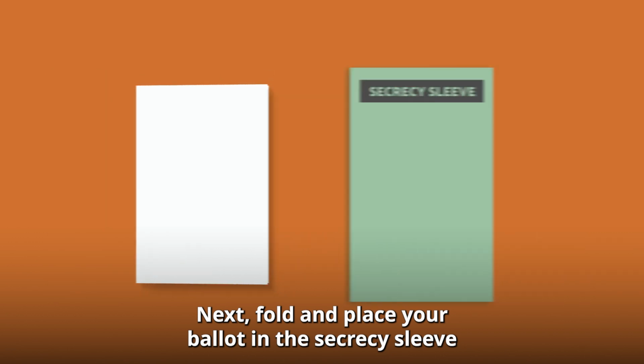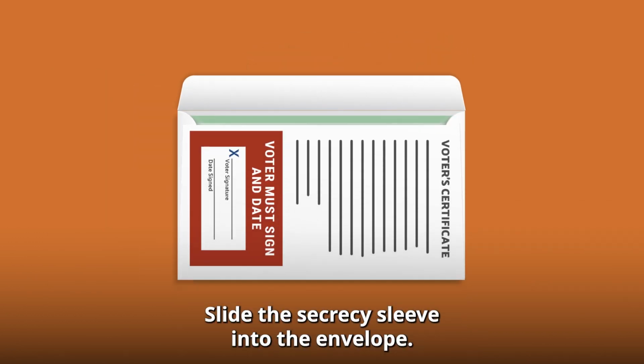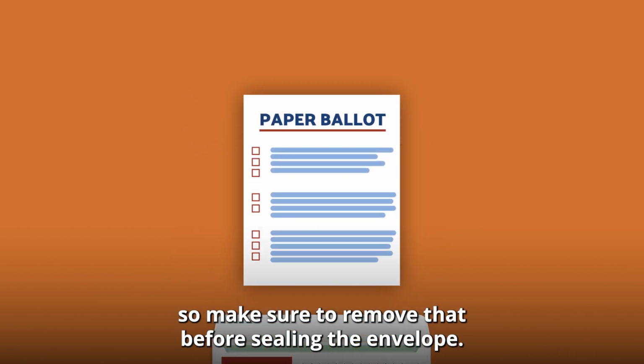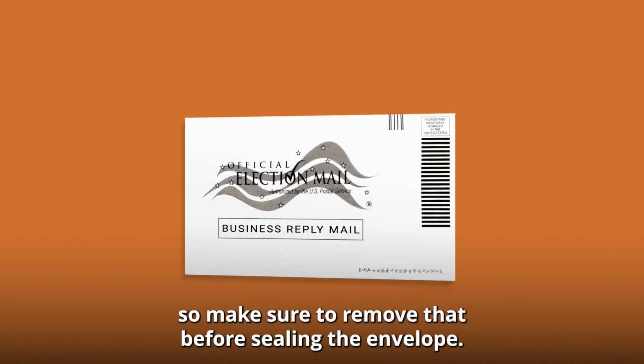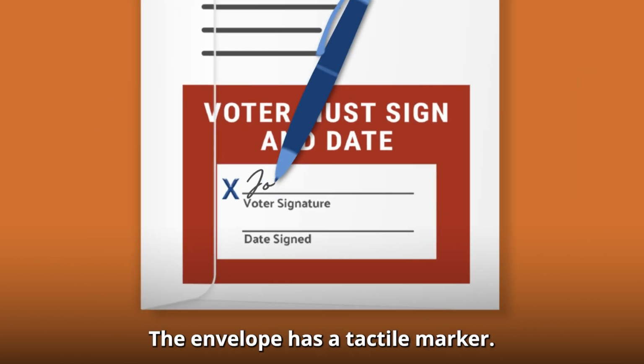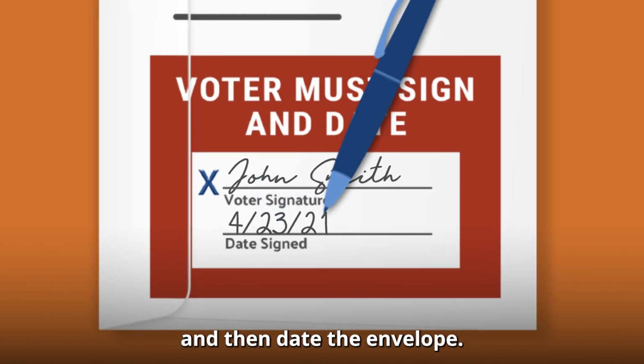Next, fold and place your ballot in the secrecy sleeve provided to you by your county. Slide the secrecy sleeve into the envelope. The envelope may contain a traditional paper ballot, so make sure to remove that before sealing the envelope. The envelope should only contain 1 ballot. The envelope has a tactile marker. Sign next to the tactile marker, and then date the envelope.